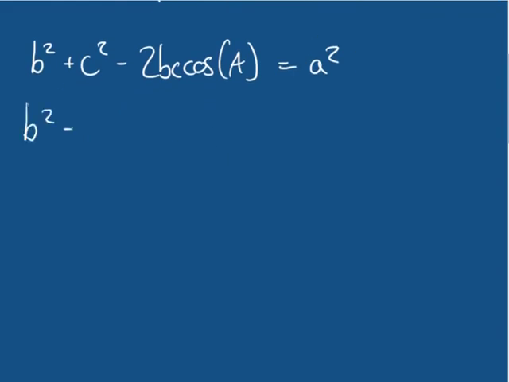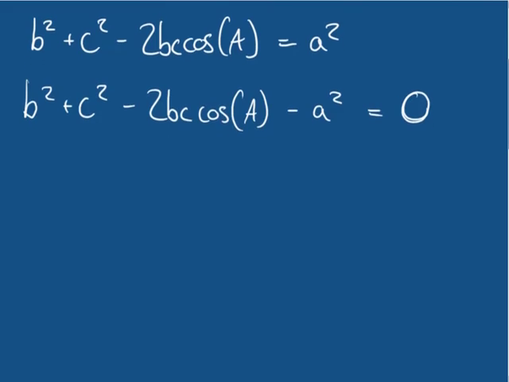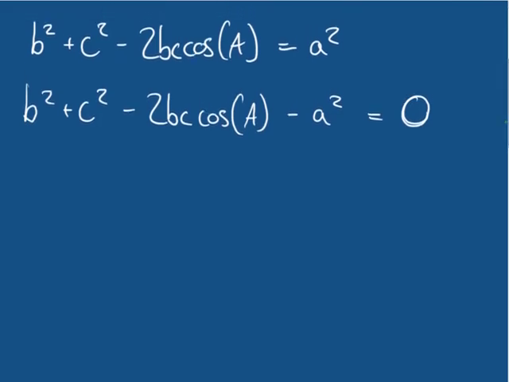So b squared plus c squared minus 2bc cosine of a minus a squared is equal to 0. Of course, a squared minus a squared is equal to 0. So we've got an equation equal to 0. Now if we rewrite this slightly, hopefully you're going to see where I'm going with this.